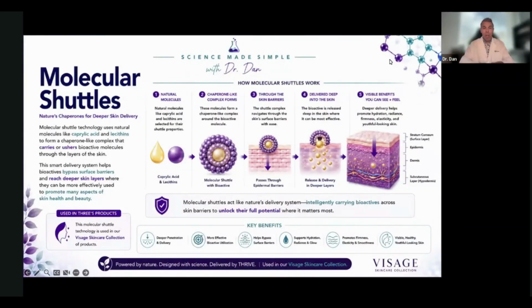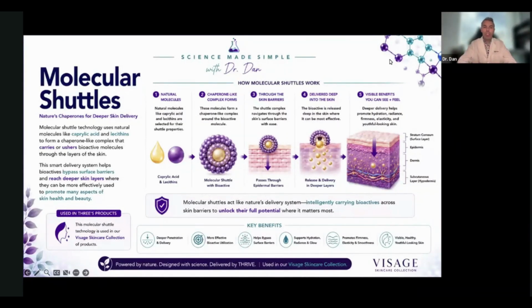And as you notice here on this slide, you have different parts of the skin. You have the stratum corneum, which is a surface layer. You have the epidermis, the dermis, and the subcutaneous layer. And if you want to make a powerful skincare product, you want to make sure that these ingredients absorb to the dermis. That's really where now these ingredients are able to transform and support healthy skin.